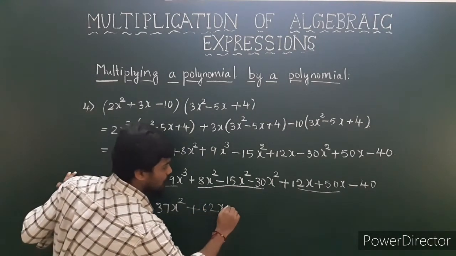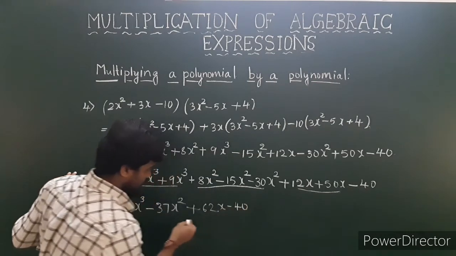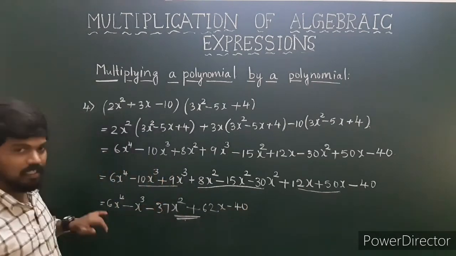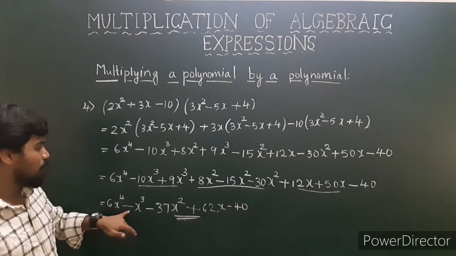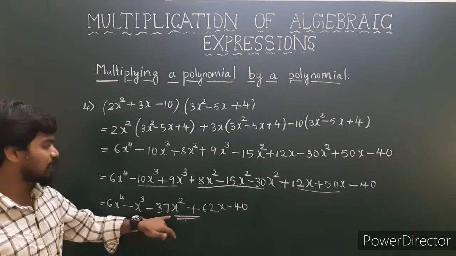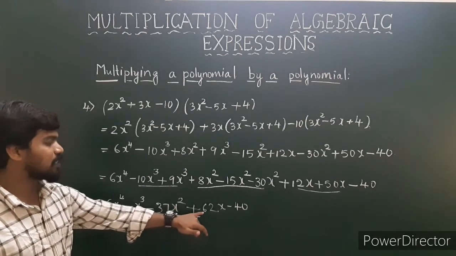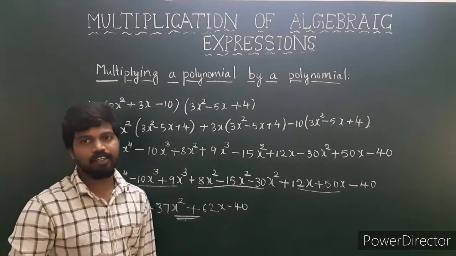So you have one more constant, that is minus 40. So this is your final answer. 6x power 4 minus x cube minus 37x square plus 62x minus 40.